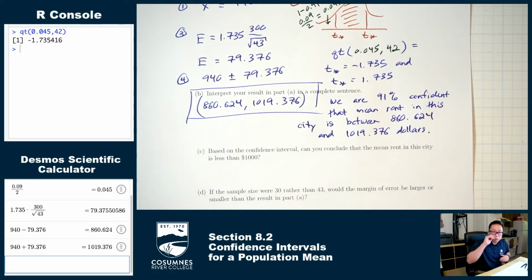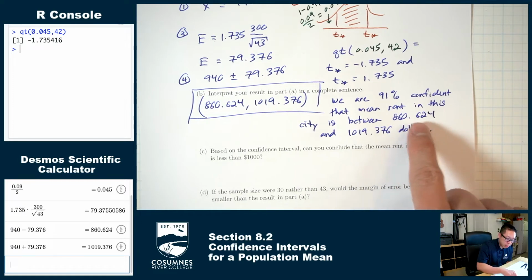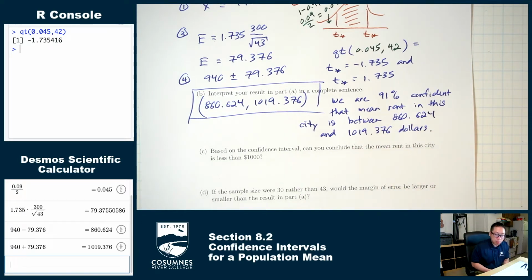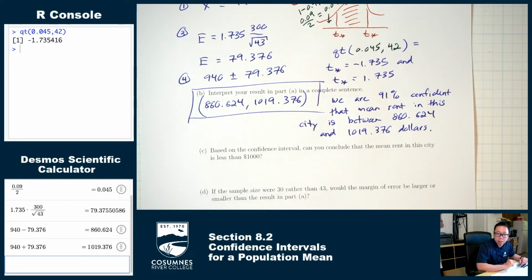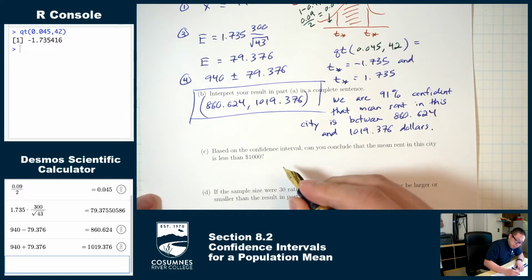And then to answer our question, part C, based on a confidence interval, can you conclude that the mean rent in the city is less than 1,000? All we know is that the true mean rent in the city is somewhere between $860.64 and $1,019.376. Can we say for sure that it's less than 1,000? No, right? It could be as high as 1,019, which is definitely not less than 1,000. This is a no.